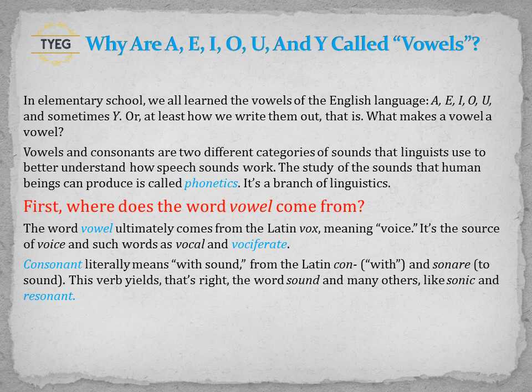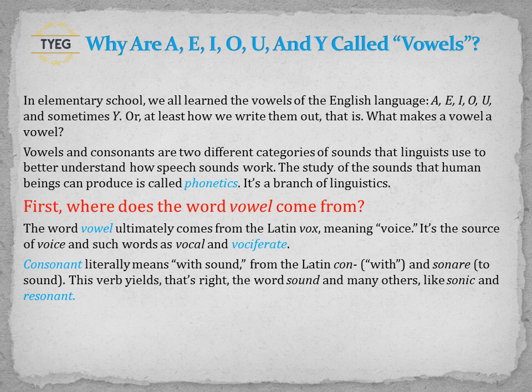Why are A, E, I, O, U, and Y called vowels? In elementary school, we all learned the vowels of the English language, A, E, I, O, U, and sometimes Y. Or, at least how we write them out, that is. What makes a vowel a vowel?